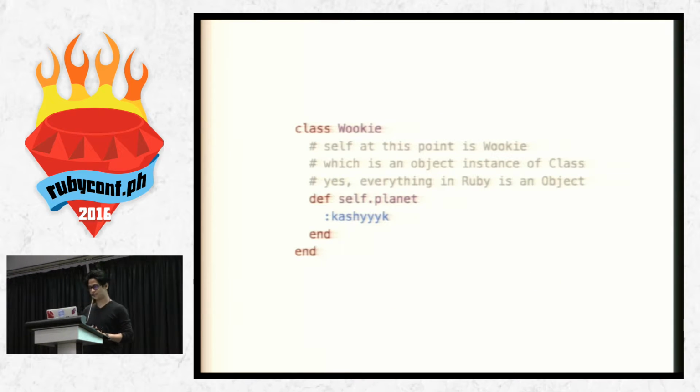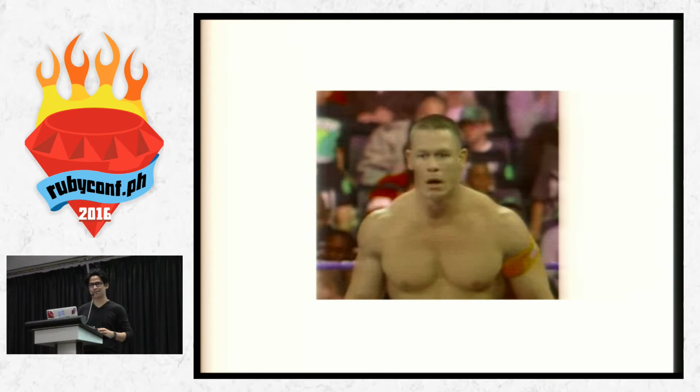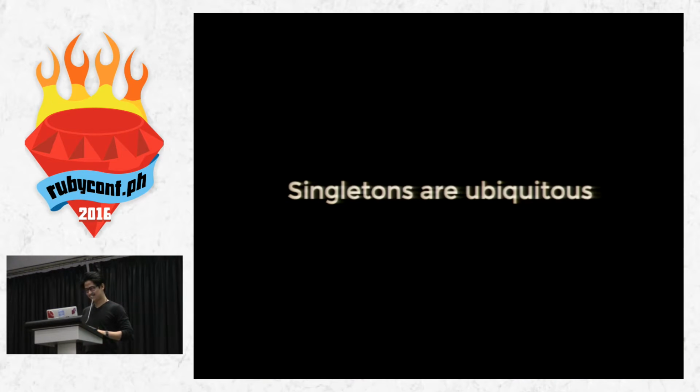Does this look familiar? It's a class method, right? So self, if you think about it, self at this point is actually Wookie, which is an instance object of class. Yes, my friend, everything in Ruby is an object. So in here, you're defining a singleton method on self, which is an instance object of class, which is Wookie. And here's how you define multiple class methods. Definitely looks familiar, right? Yes, you're working with it every day. Singletons are ubiquitous. They're everywhere.